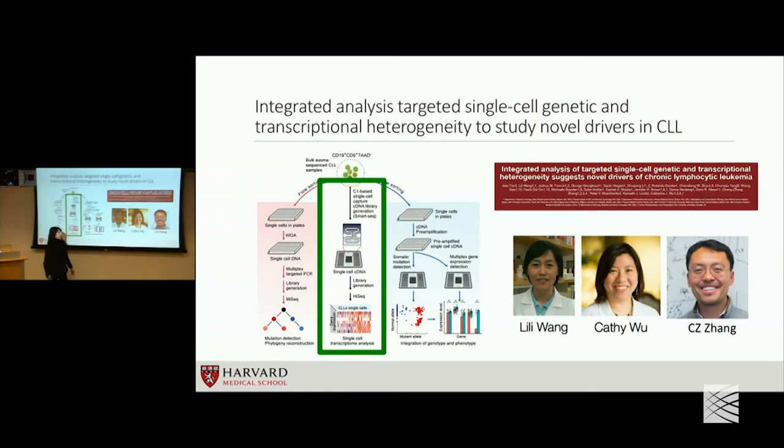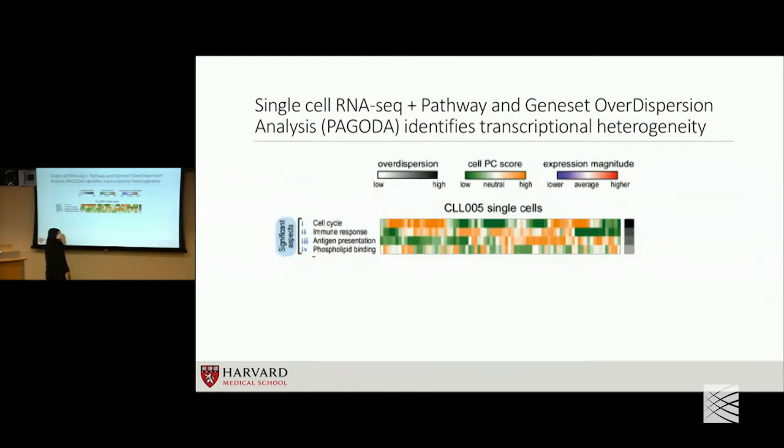And then after that, we thought, okay, let's just do single-cell RNA-seq and try to infer these mutations directly from single-cell RNA-seq, and that will allow us to look at both the transcriptional changes and the genetic alterations. So using an approach I published on previously called pathway and gene set overdispersion analysis, we were able to look for coordinated aspects of transcriptional heterogeneity within the single cells.